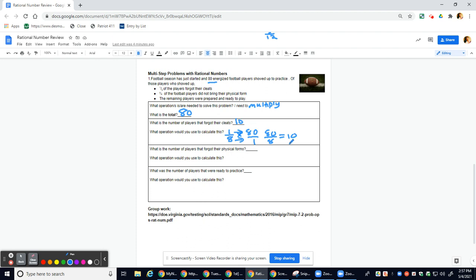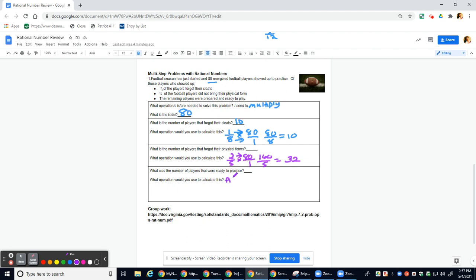How many of them forgot their physical forms? Well, let's go figure that out. We do know that 2/5 of them, so 2/5 of 80, actually forgot their physical forms. So that's 160 divided by 5. And when you divide that out, that equals 32. So these players are not ready to practice. That's the bottom line. So what's the number of players that are ready to practice?